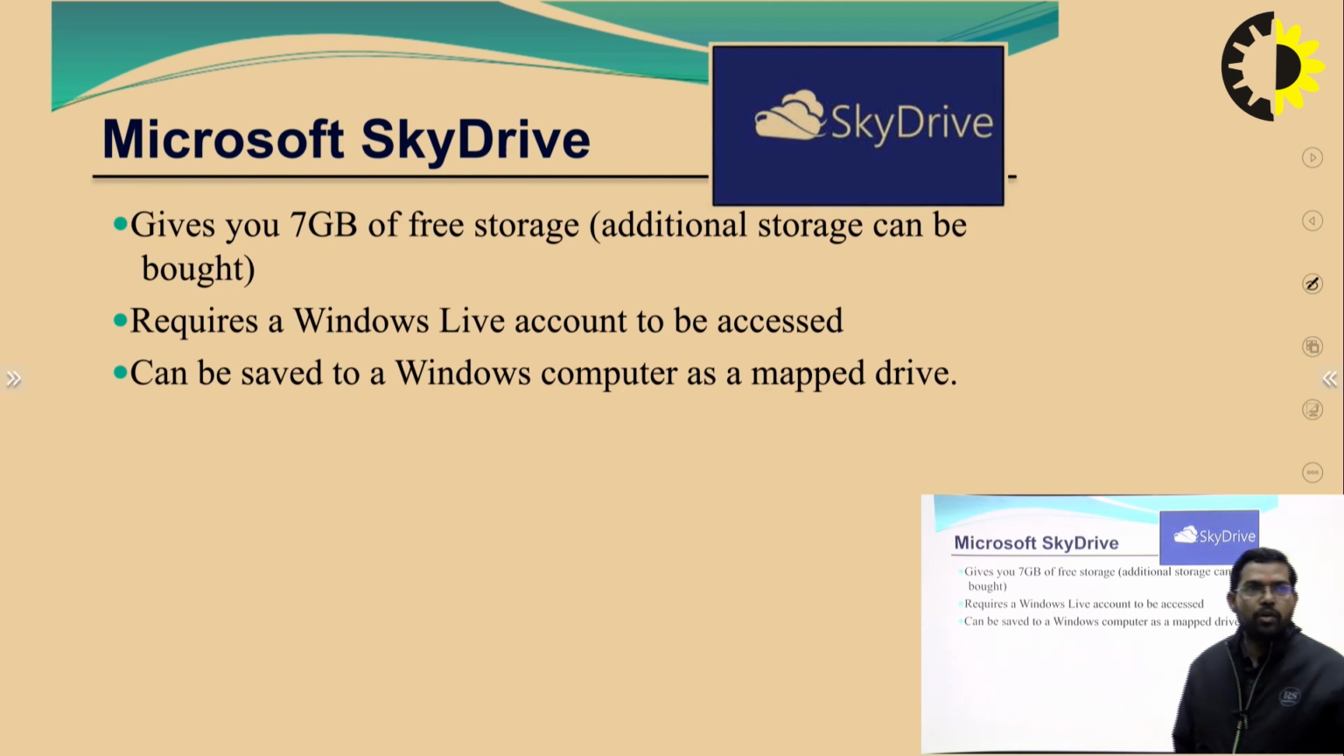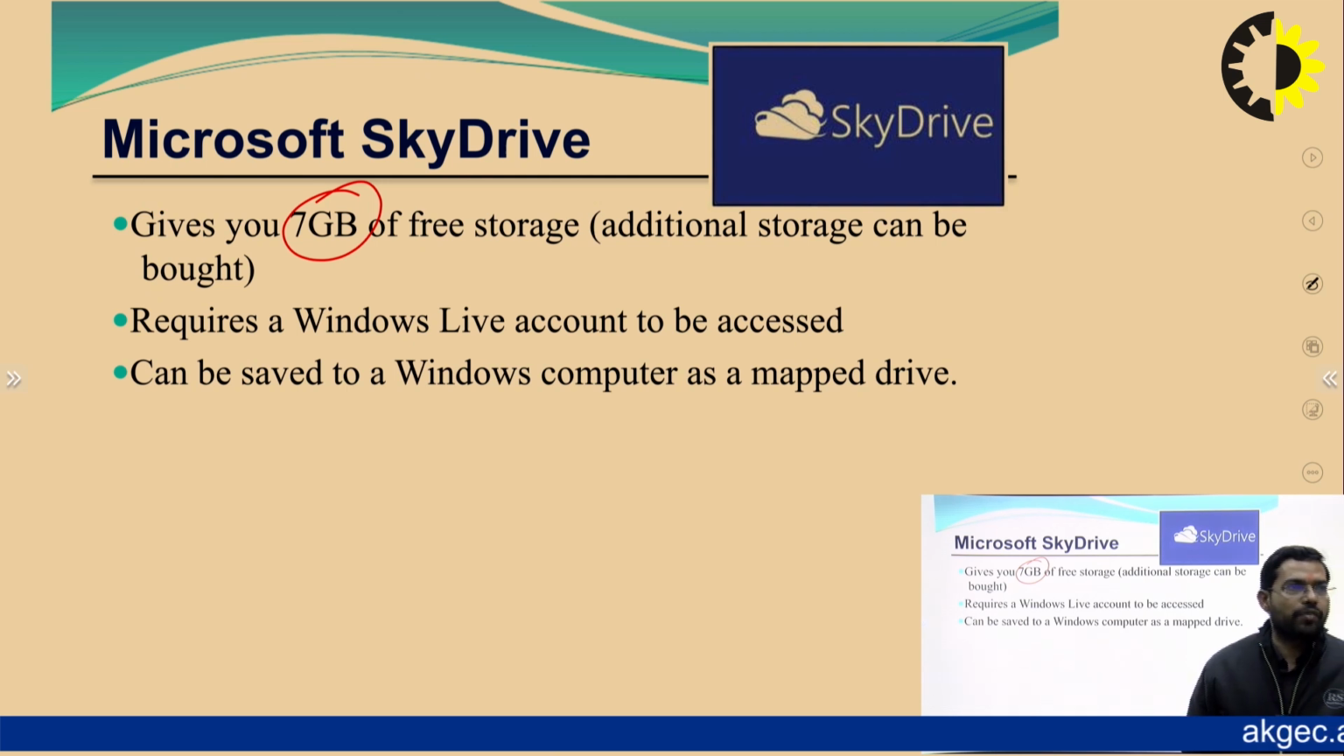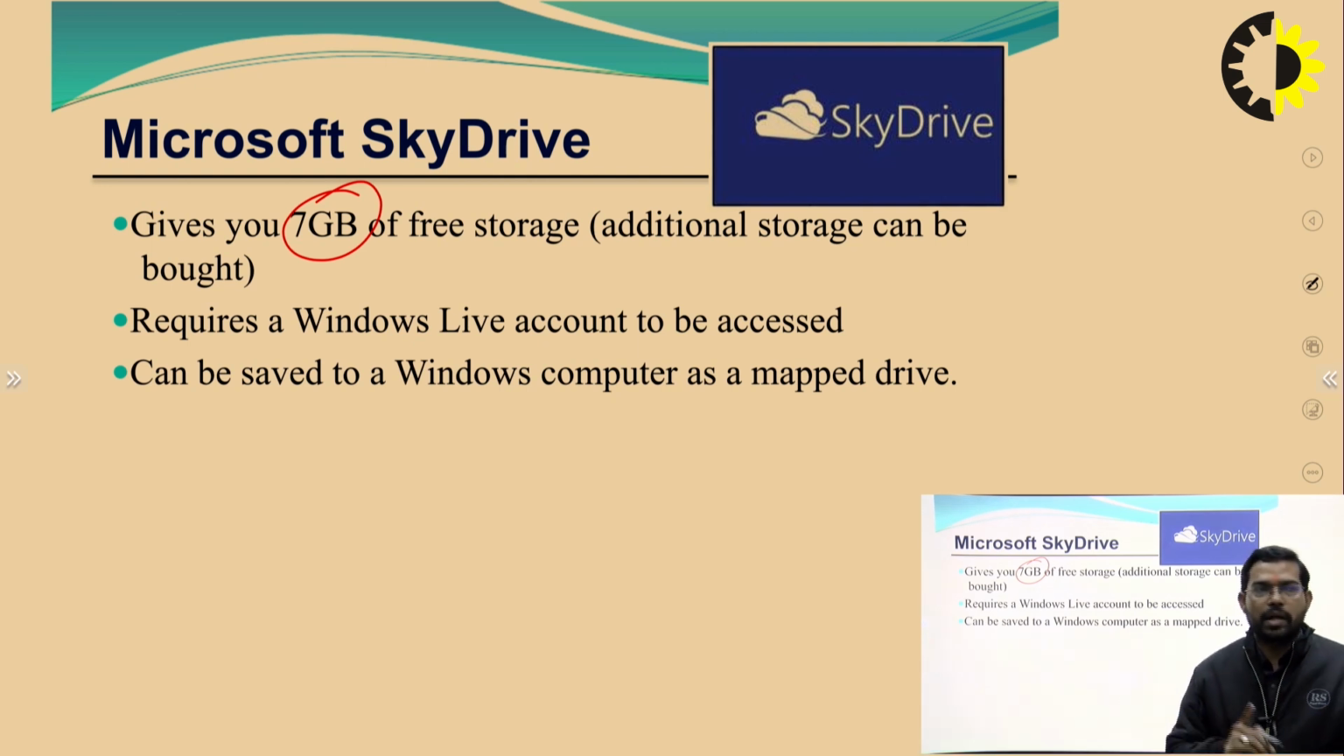Next one is Microsoft SkyDrive, which is governed by the Microsoft provider. So this Microsoft SkyDrive, or we can say OneDrive, gives you 7 GB of free storage. In this, you just create a Microsoft account and it requires a Windows Live account to be accessed, and can be saved to a Windows computer as a mapped drive. It's called OneDrive. Okay. So if you are using Microsoft Windows 10, 11, they automatically synchronize your data to OneDrive.